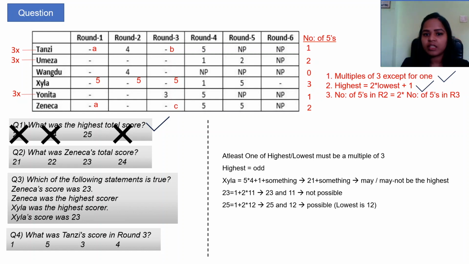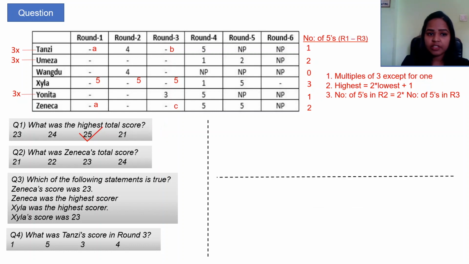Let us see what is the case with 25. In case of 25, highest score is 25 and lowest score is 12, which is a multiple of 3. So this is possible, right? So the answer is 25. Now that we have this information that the highest score is 25, let us see if we can reduce something from this. So let us see, highest score is 25, meaning what?